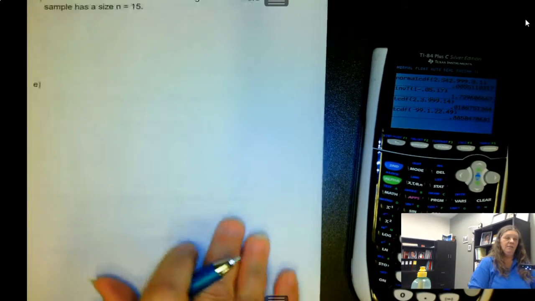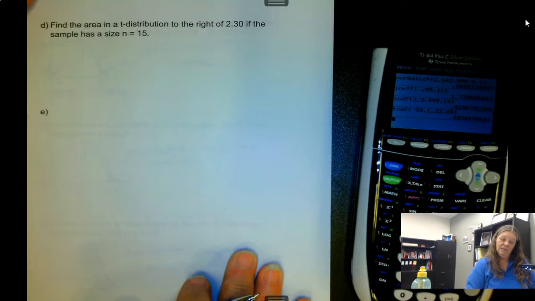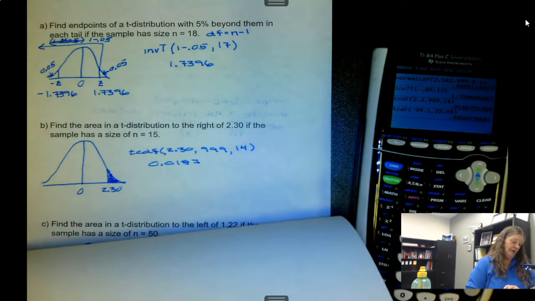Now we want the area to the right of 2.3 if the sample size is 15. However, we just did that one, so we don't have to do it again.